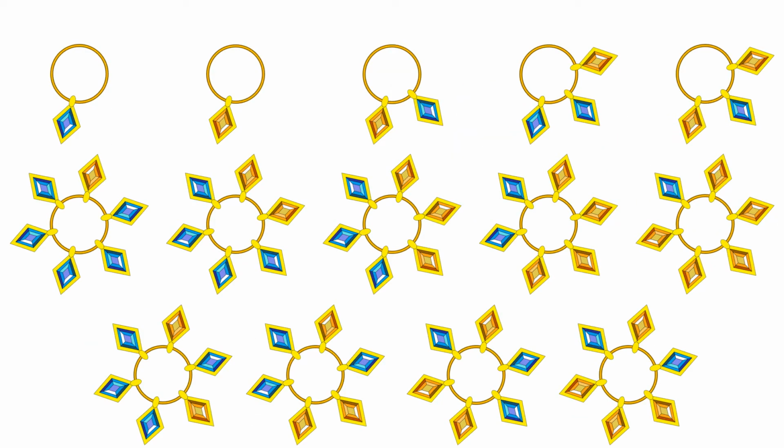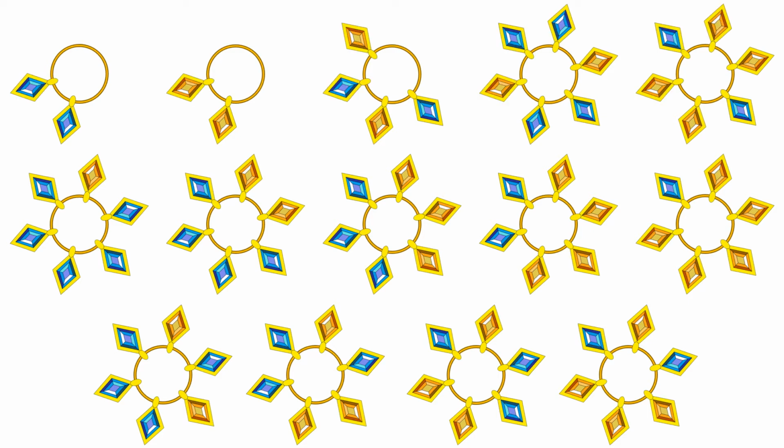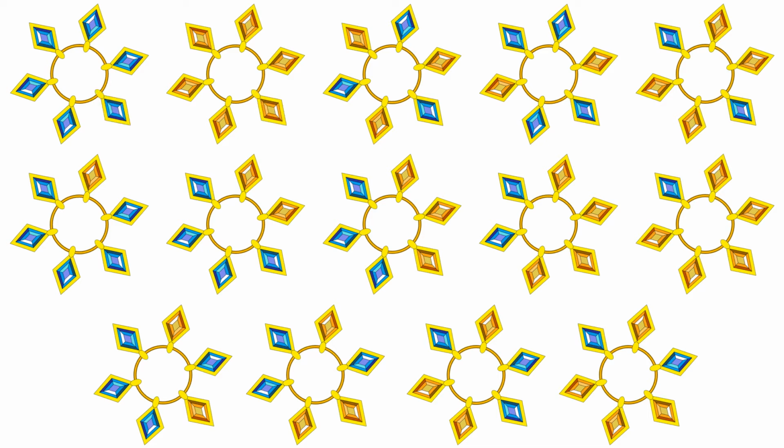Here are all the different necklaces that we found. After repeating the smaller arrangements of jewels, every necklace has exactly 6 jewels. These are all the possibilities of circular arrangement of jewels of 2 different colors, whether they repeat or not, which is a total of 14.